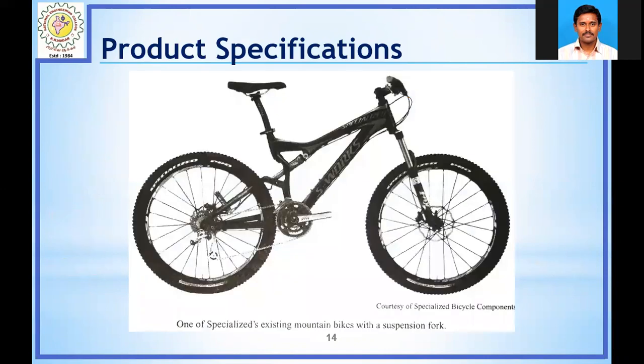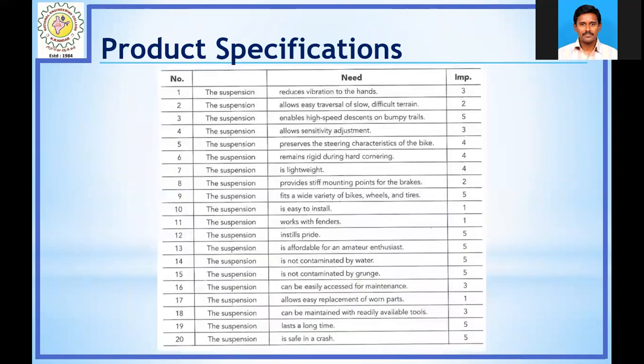See here, I will give you an example. It is actually a bicycle. In that bicycle, now the task is to design the front fork. So the front fork design is the task now. In order to design that fork, we have to acquire the customer needs. See, these are all the customer needs in the suspension system of that bicycle. So what are actually the needs people expect in the suspension system of a bicycle? It should reduce the vibration to the hands. It allows easy travel of slow and difficult terrain.